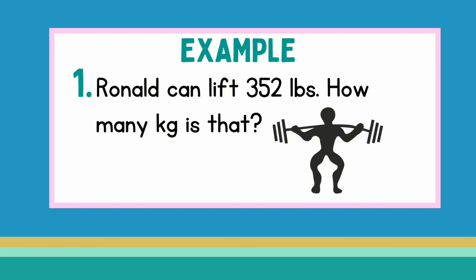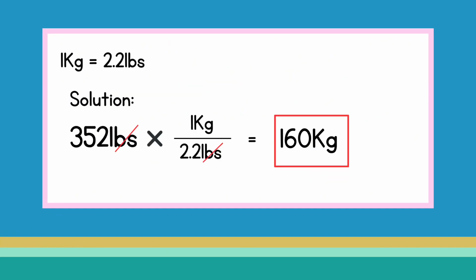Let's find out first how many pounds a kilogram has. 1 kilogram is equivalent to 2.2 pounds. After knowing this, let's proceed with solving the problem. We're going to use dimensional analysis to solve this problem. Now let's start solving it.